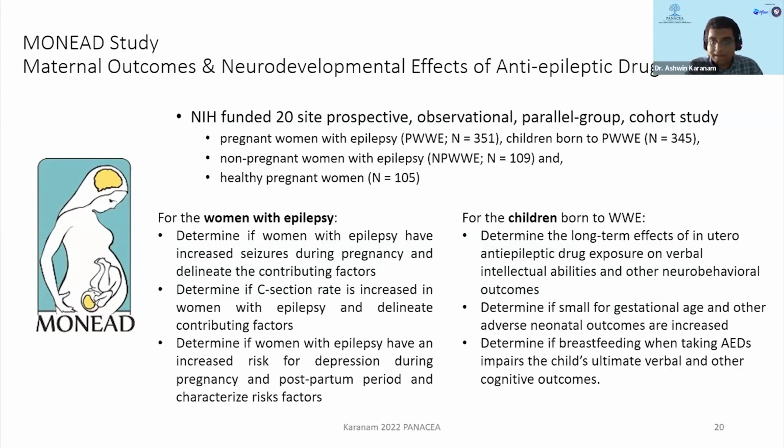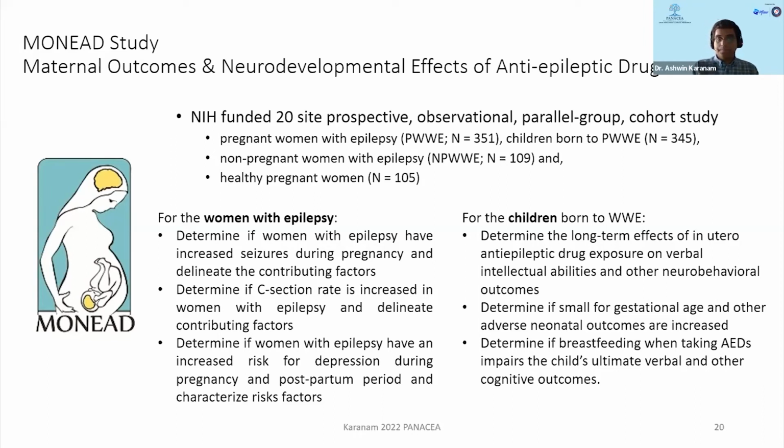So the study that was designed to answer these heavy questions was MONED. It's maternal outcomes and neurodevelopmental effects of anti-epileptic drugs. It's an NIH-funded 20-site prospective observational parallel group cohort study. And it recruited 3 different groups. Pregnant women with epilepsy, we ended up with 351. Children born to pregnant women with epilepsy, 345. Non-pregnant women with epilepsy, which was 109, and healthy pregnant women, 105. Now we have 2 comparator groups, like I said, and we will be using them to compare with the pregnant women with epilepsy, depending on the question, right?